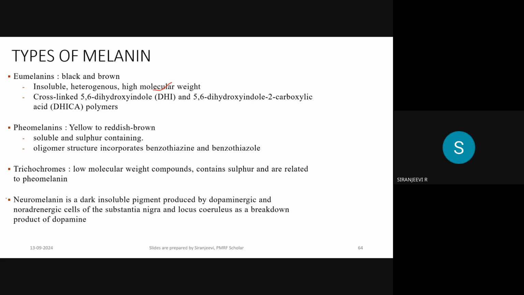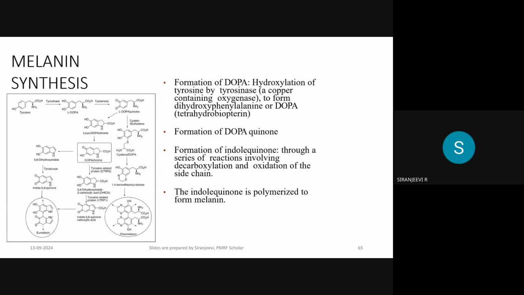pheomelanin. And another compound is called neuromelanin, which is a dark, insoluble pigment produced by the dopaminergic and noradrenergic cells of the substantia nigra and locus coeruleus as a breakdown product of dopamine.